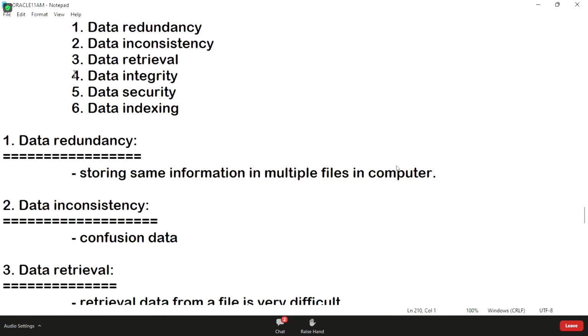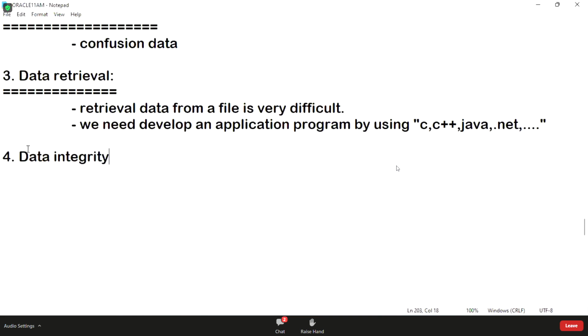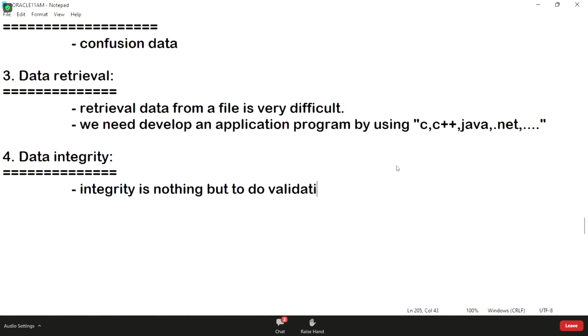And the next one is data integrity. What is meant by integrity? Integrity is nothing but performing some validations. Unfortunately, these kinds of validations I cannot apply on my flat files. Flat files cannot support validations.